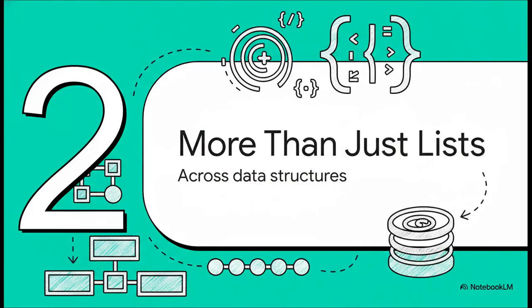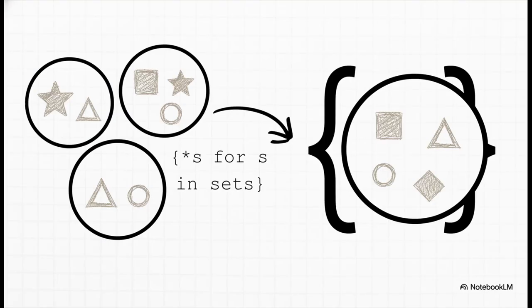And get this, the new superpower isn't just for lists. The real beauty of this feature is just how consistent it is. The exact same elegant unpacking logic works across Python's other core data structures too. So take sets, for example. If you want to merge a bunch of sets into one big set, the syntax is basically identical. You just use curly braces: {*s for s in sets}. This kind of consistency is honestly what makes Python such a joy to work with.